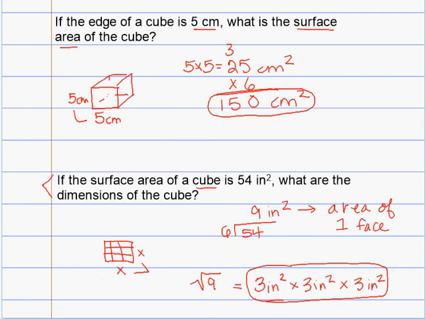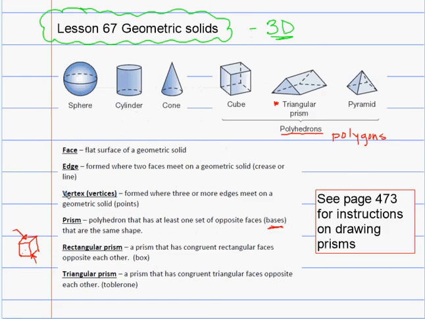Okay, so a lot of vocabulary for you to go through. Make sure that you understand what they mean. You will be asked in problems things about rectangular and triangular prisms and faces, edges, and vertices. You will also be asked to draw some, so please review the instructions on page 473.